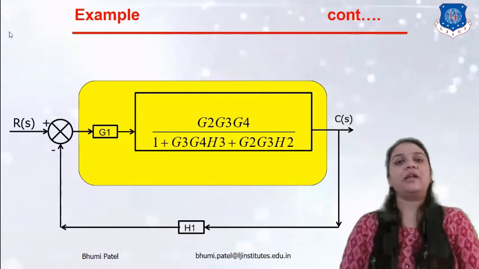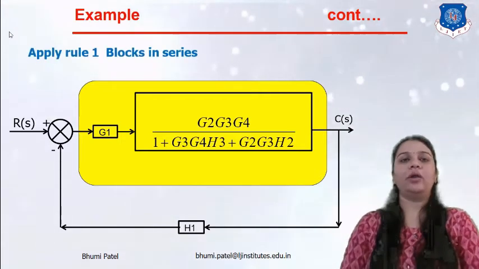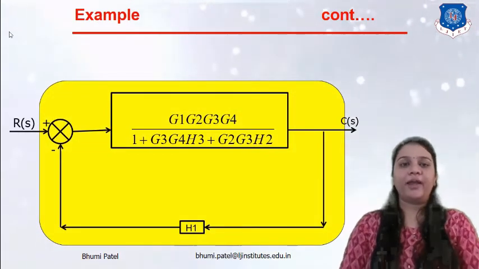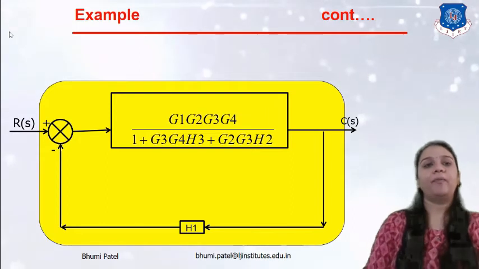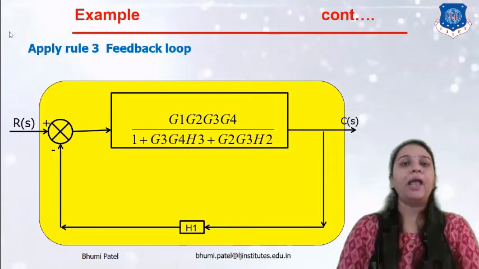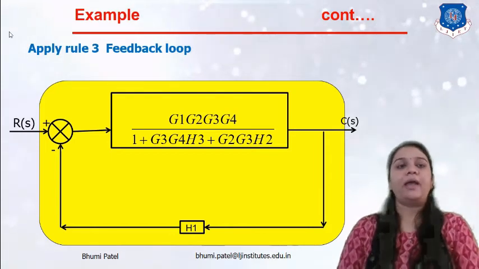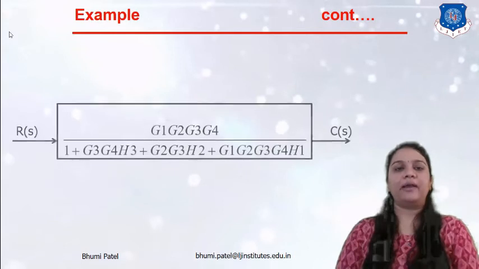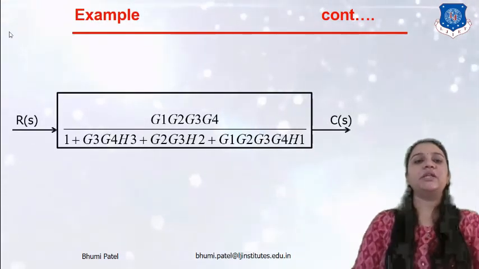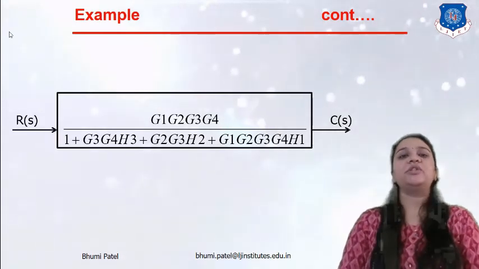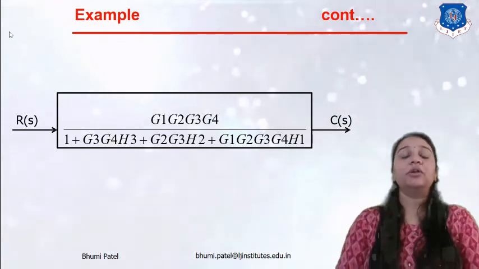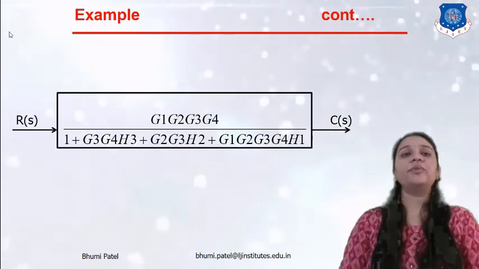Now G1 is connected with the series, so apply rule number 1 and multiply with G1. Okay, and finally, H1 is connected with the feedback loop. So finally we can apply rule number 3, elimination of the feedback loop, and we can get the final answer like that: G1 G2 G3 G4 upon 1 plus G3 G4 H3 plus G2 G3 H2 plus G1 G2 G3 G4 H1. So this is the answer of the example.